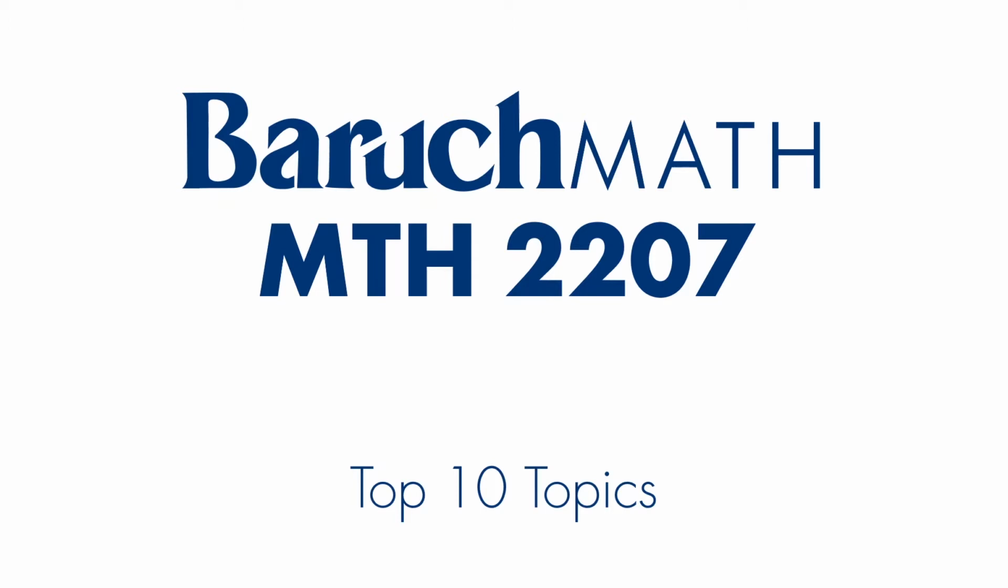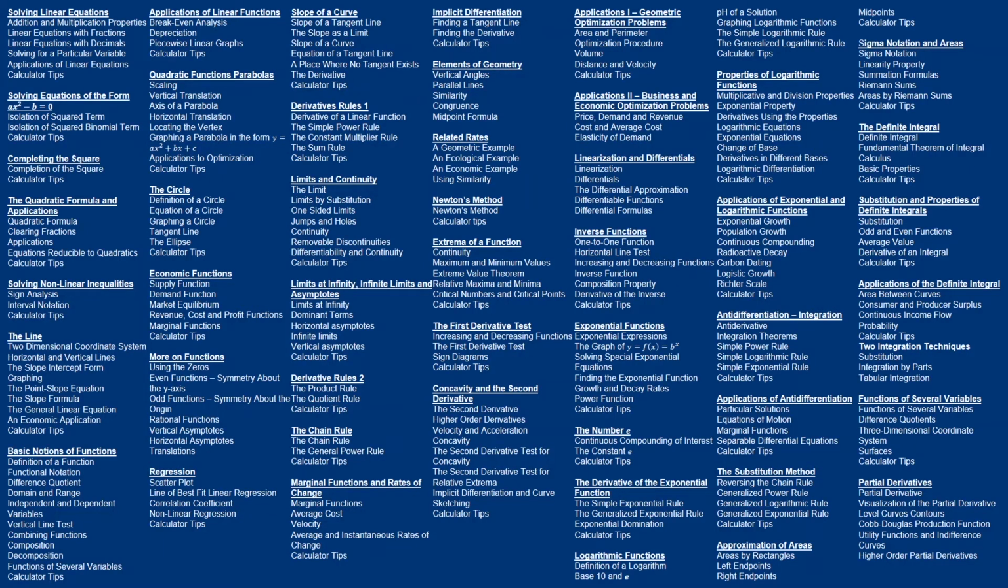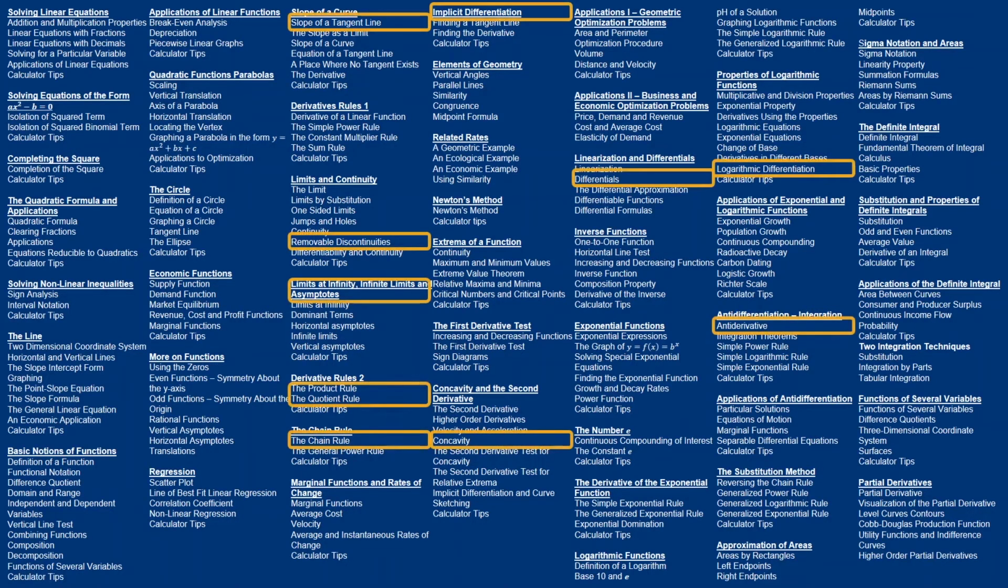In order to ace MTH 2207, you need to know the following 300-plus topics. That's a lot of topics. But if studied efficiently, even less than 24 hours of study could dramatically improve your results. I'm going to focus on the following 10 topics. These are the top 10 most common topics that appear at Baruch MTH 2207 finals.